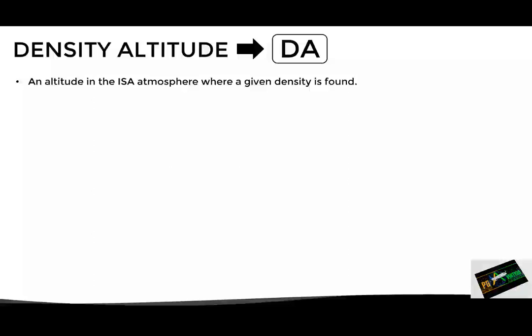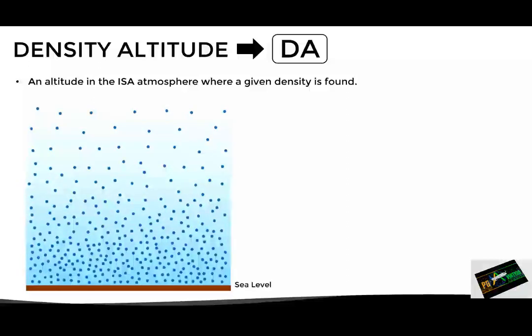First of all, we must part from the idea that in the Earth's atmosphere, the air density decreases with altitude due to the pressure reduction. This means that at low altitudes, the air molecules are closer together, which implies a higher air density. While at higher altitudes they are further apart, which implies a lower air density.